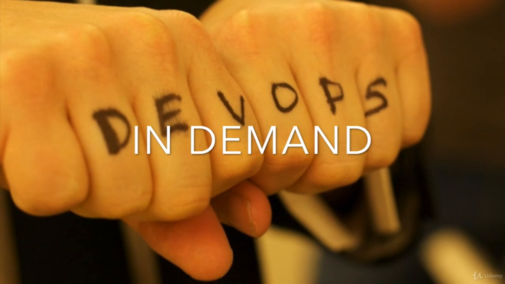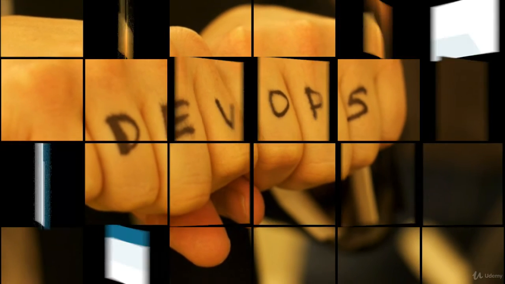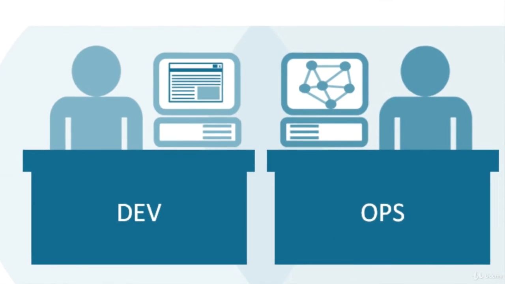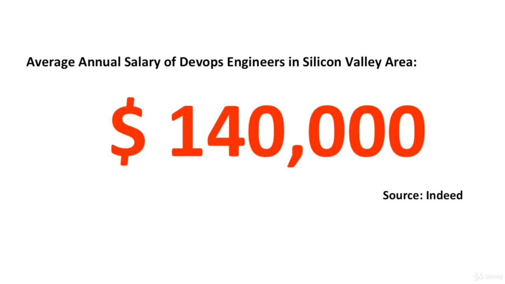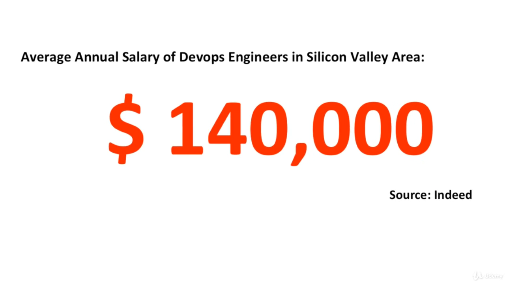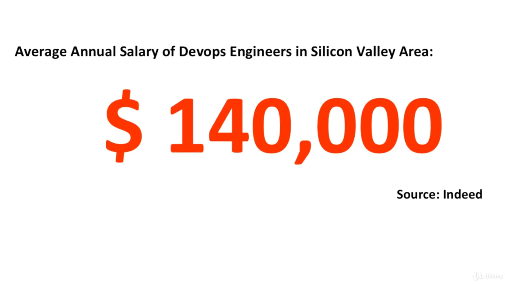Nowadays, DevOps engineers are in great demand in the IT industry. Companies are looking for developers who can both develop and deploy the applications. The average salary of a DevOps engineer is about $140,000 per year in Silicon Valley area, which is 20% higher than the salary of a software engineer.